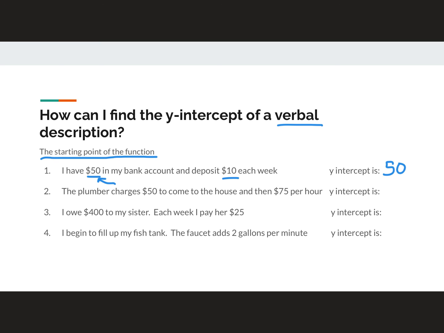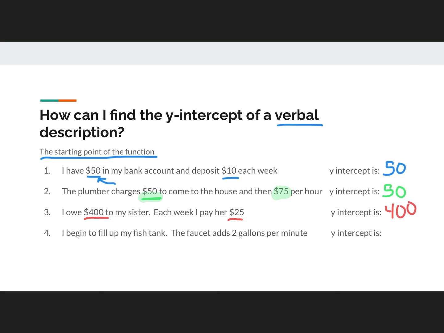Same thing on the next one. A plumber charges $50 to come out and then $75 per hour. My y-intercept is this amount right here, the amount he charged to come out. So that again is 50. I owe $400 to my sister. Each week I pay her $25. My y-intercept, my starting point, is 400.